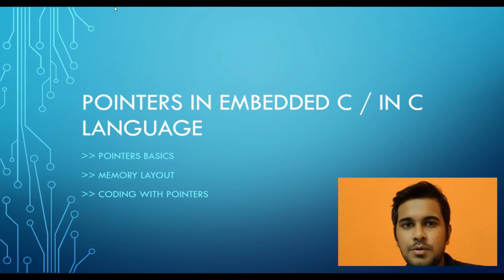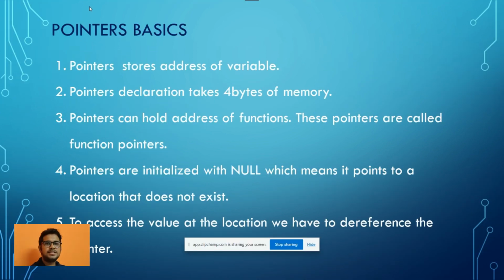Okay. Then coding with pointers. Here in coding with pointers we will be looking into how to use pointers in our coding. Okay, let's start with the pointer basics. The first point here is that a pointer stores the address of a variable. So let's understand what this means.